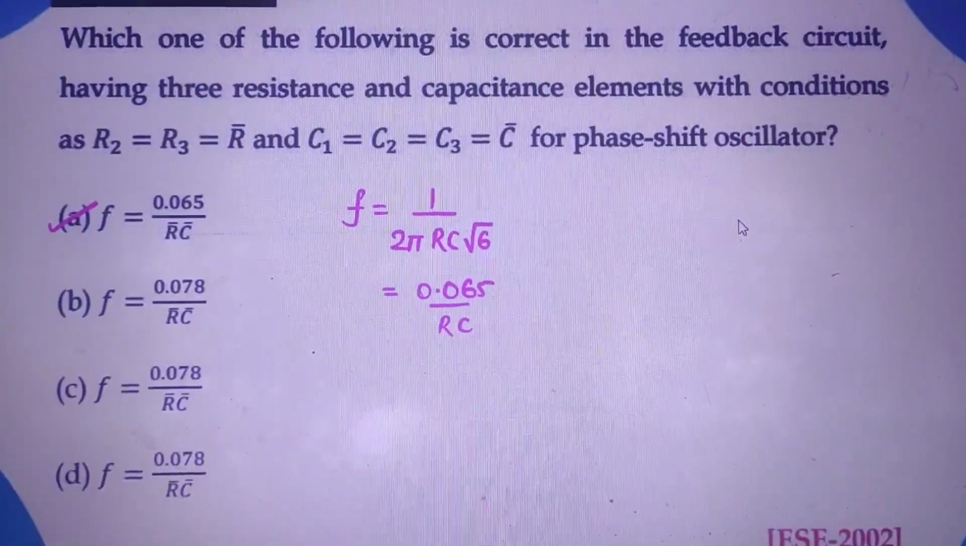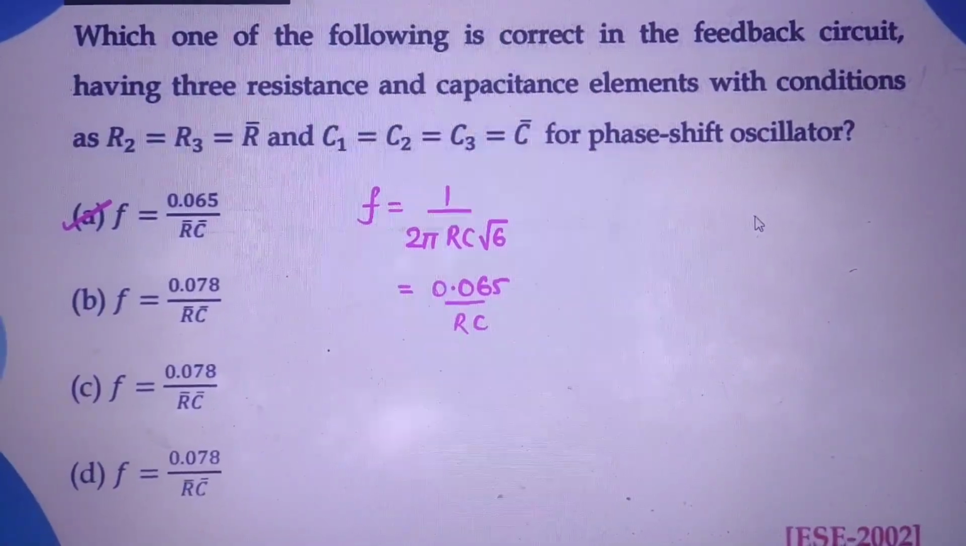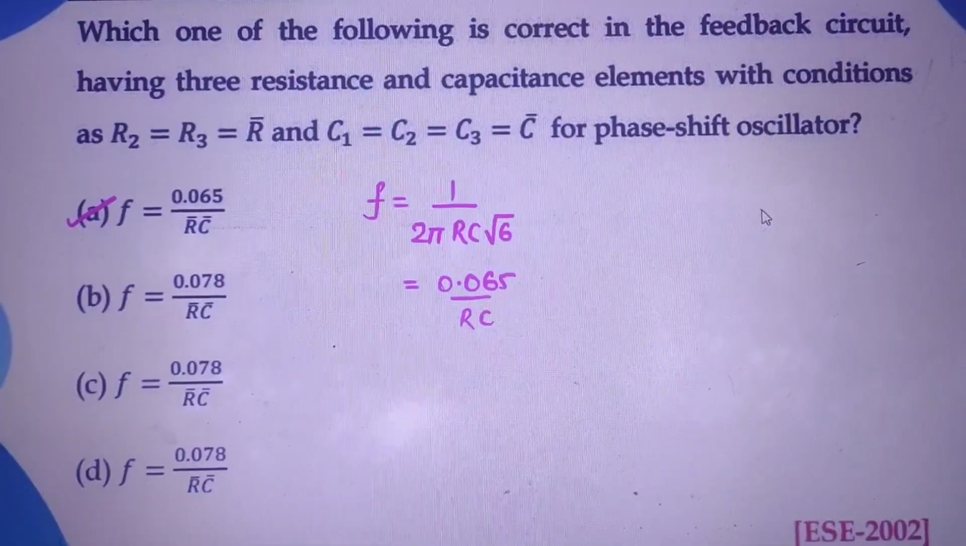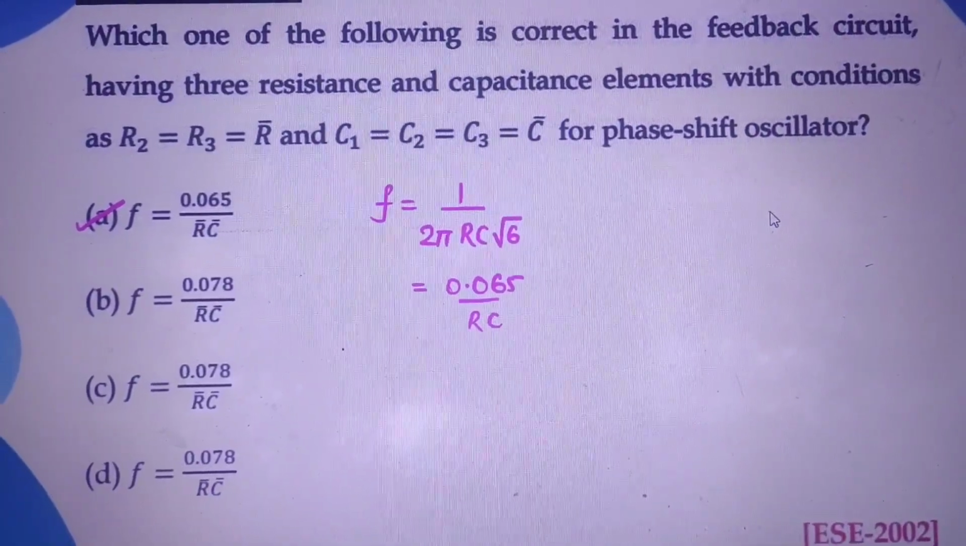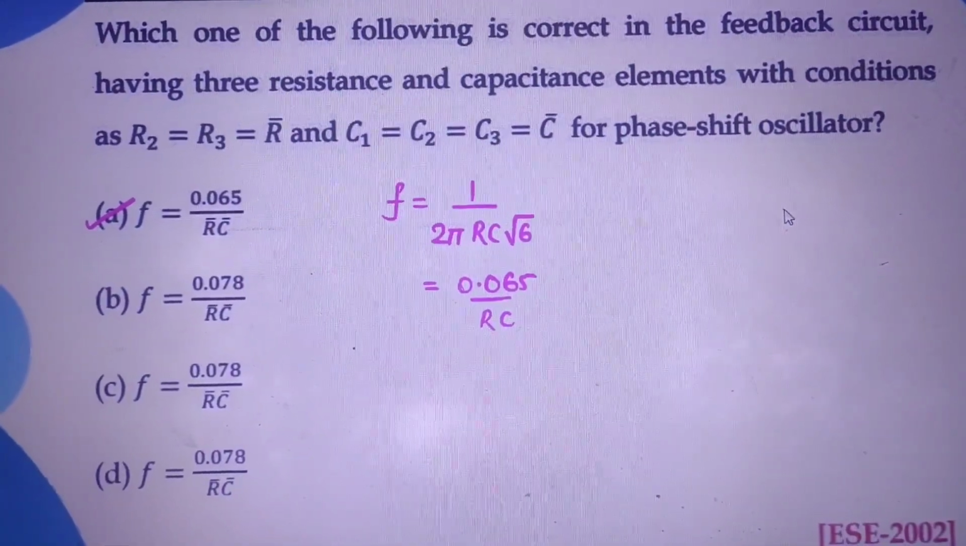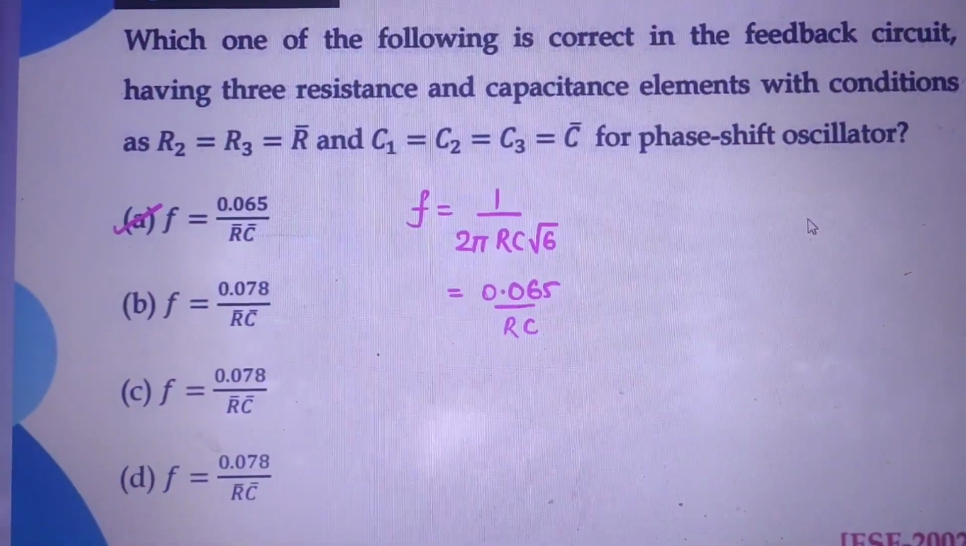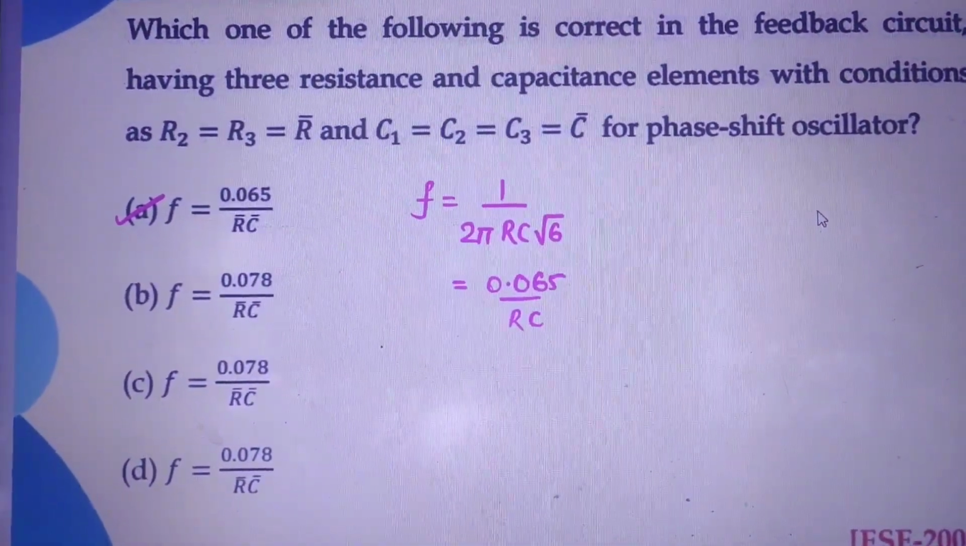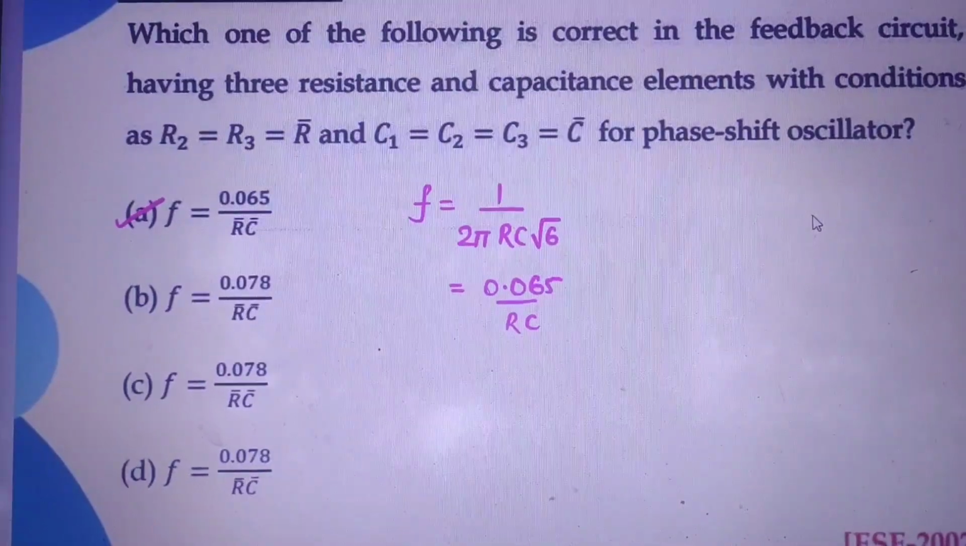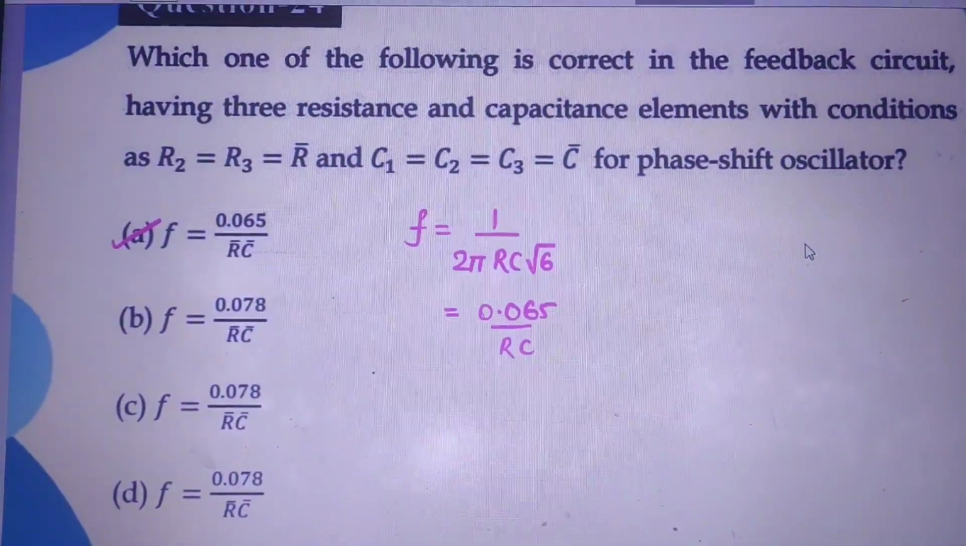Which one of the following is correct in the feedback circuit having 3 resistance and capacitance elements with the condition R1 = R2 = R3 = R, C1 = C2 = C3 = C, for phase shift oscillator? The frequency of the RC phase shift oscillator is equal to 1 by 2 pi RC root 6, that is equal to 0.065 by RC.